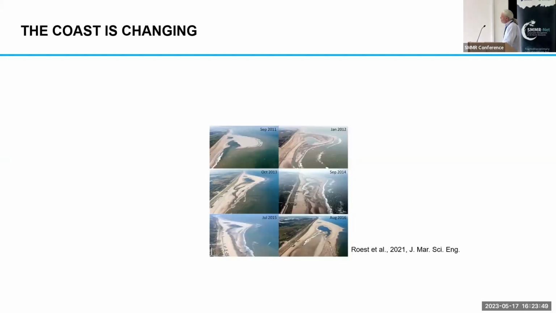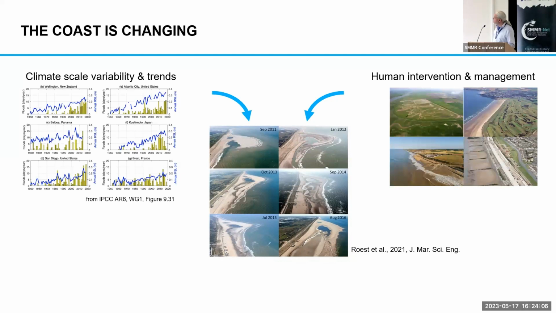So the coast is changing. That's something that we do know. And a picture here is showing the Dutch Sand Engine, and over 5 years with all the changes. And the reason that the coast is changing, well, there's mainly two big things. One is it's changing because of its response to climate scale variability and trends, and on the other side, it's responding to human intervention and management, whether they are from very engineered schemes, you've got a picture with groins in this case, or even from more nature-based options.